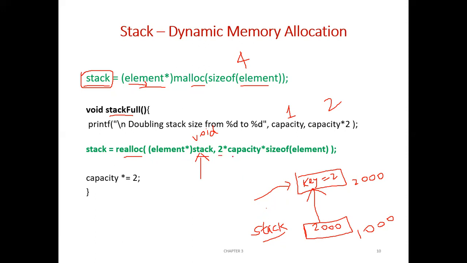So 2 into capacity. What is capacity? Previously it is 1. Okay, it's 2 into capacity into size of element. Size of element is 4, capacity is 1. So 2 into 1 into 4 is 8.